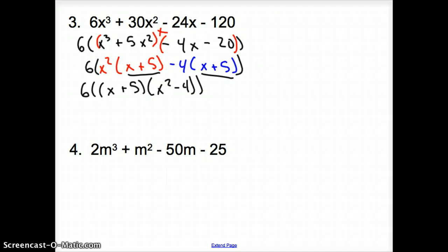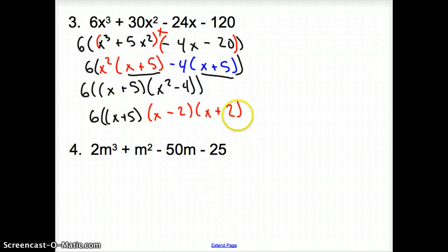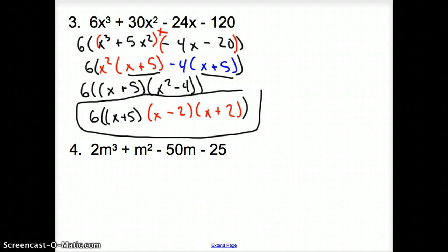Yes, and that is x and x to get x squared, and then a minus 2 and a plus 2 to get 4. Now we have to bring down everything else that we didn't use, so let's bring down that x plus 5, and then also that 6. Now we also have to include some parentheses, and now here is our final answer. This is the answer that we're looking for in number 3.